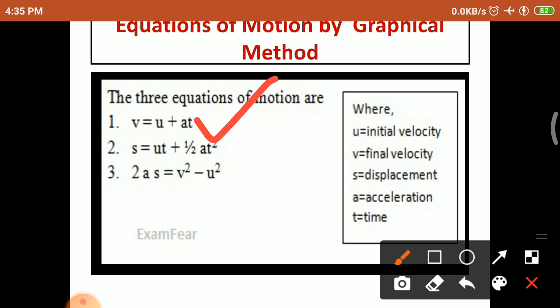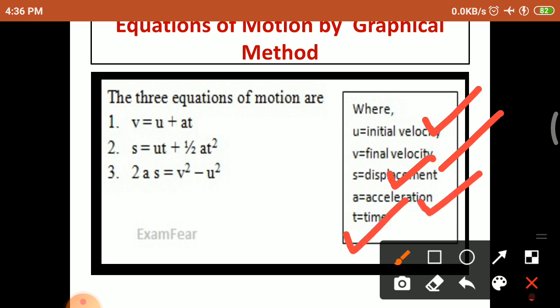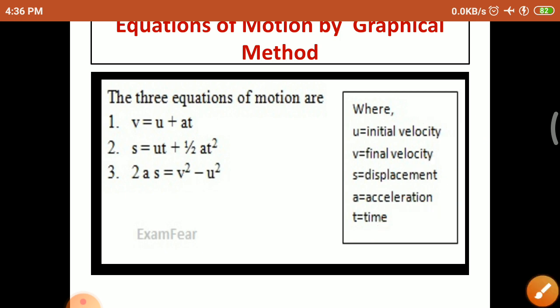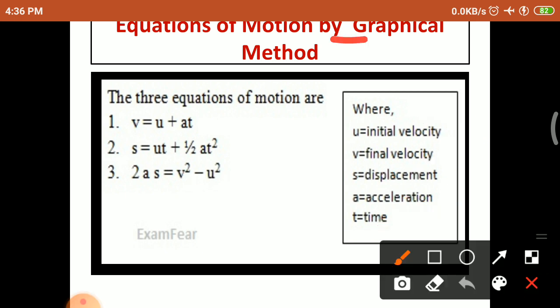There are three equations. The first equation is v equals u plus at. The second equation, s equals ut plus half at squared. The third equation, 2as equals v squared minus u squared, where u is initial velocity, v is final velocity, s is the displacement, a is acceleration, t is time. So we have to derive these equations by graphical method.